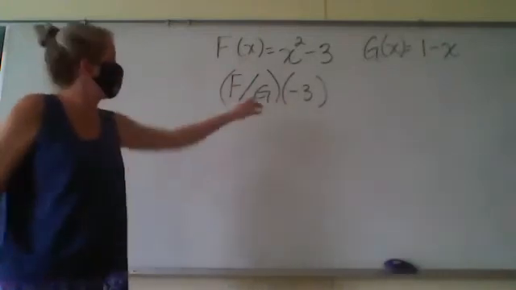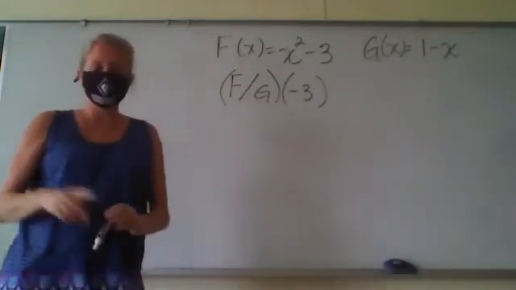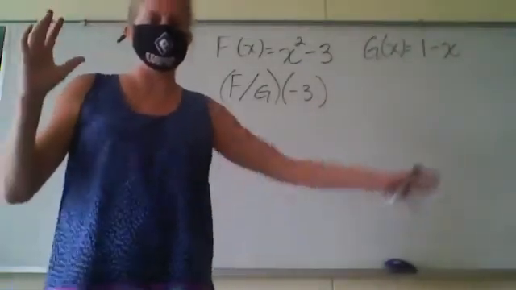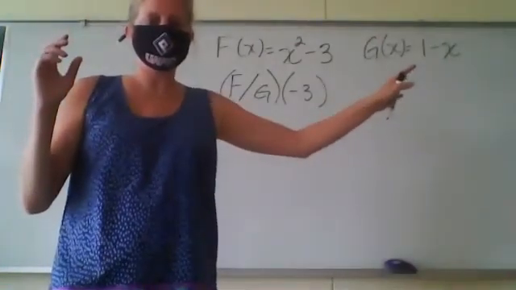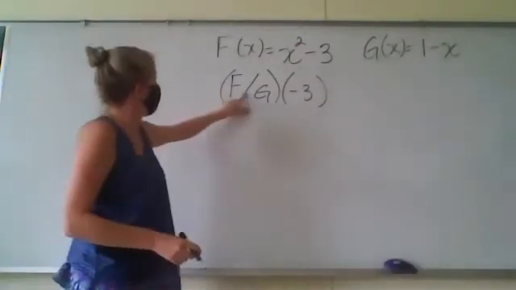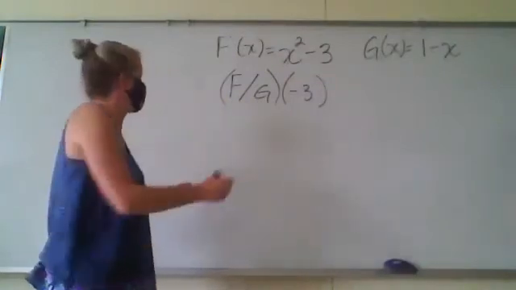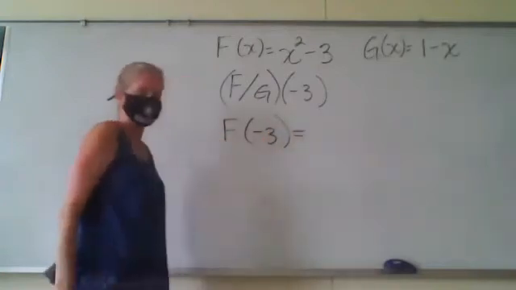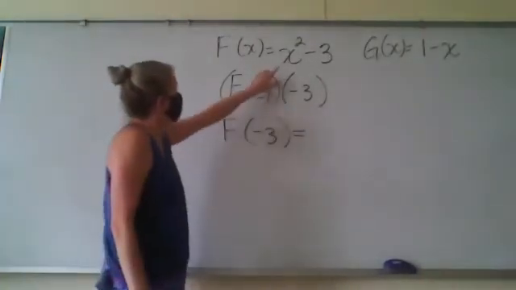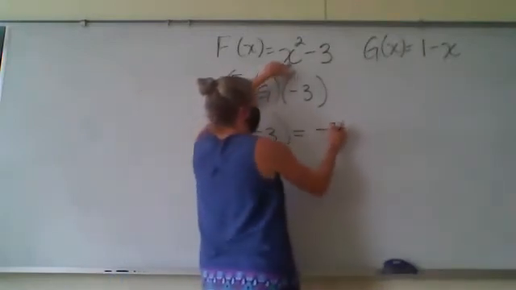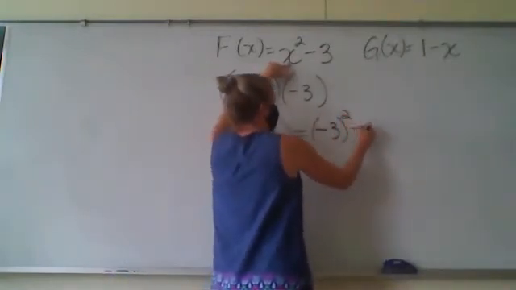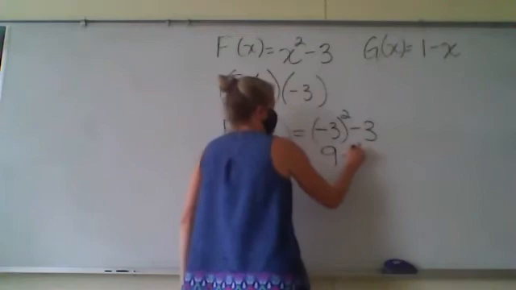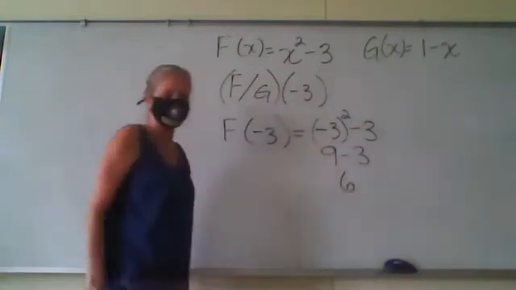So now I do have a number to plug in. So I need to go plug that -3 into my f function. Then I'm going to go plug that -3 into that g function. And then it says to put the f answer over the g answer. So let's see what that gives me. Let's see what f of -3 is. So I have -3, replacing the x. So I have -3 squared minus 3. -3 squared gives me 9 minus 3, which is 6.